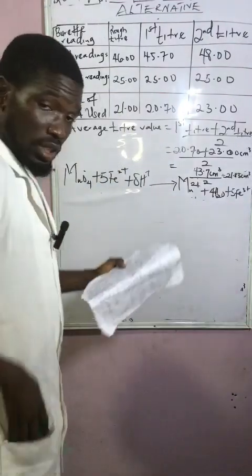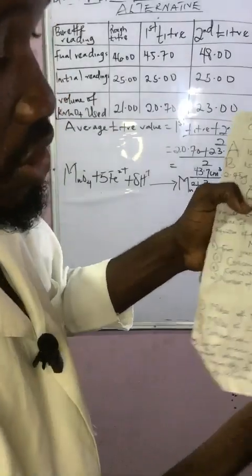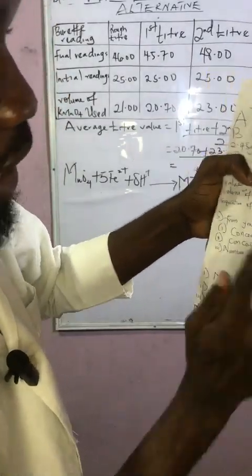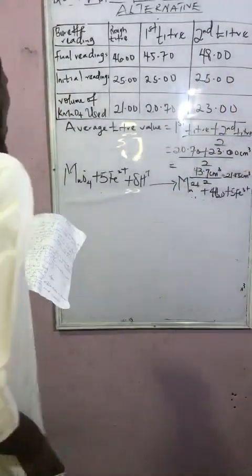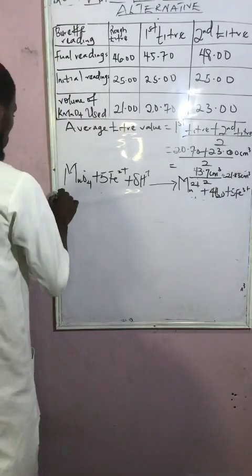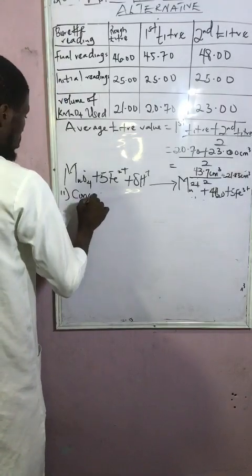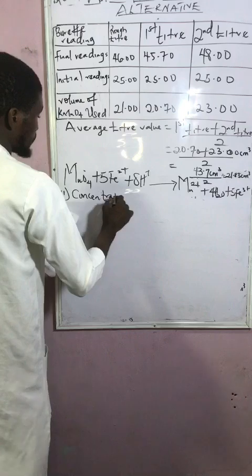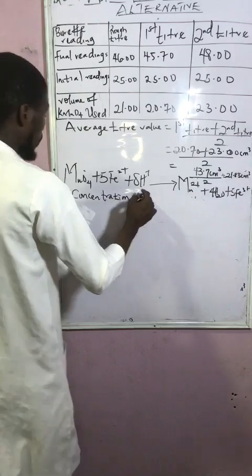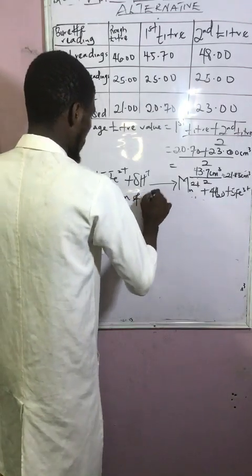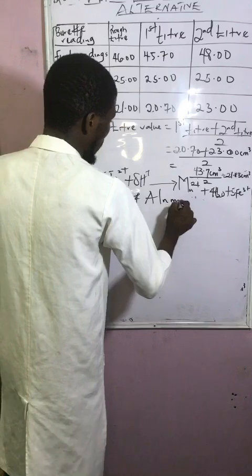Number 2. You can see this is number 2. Concentration of A in mole per dm cube.